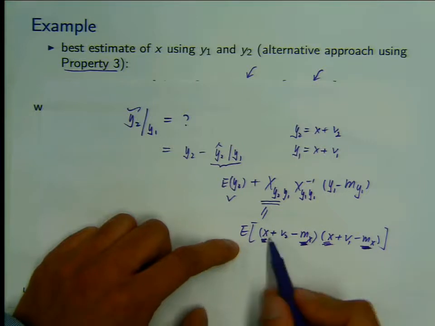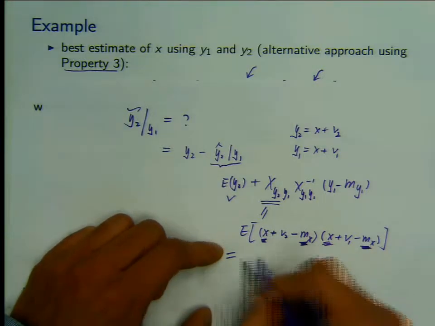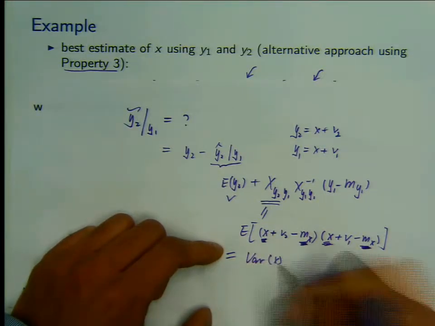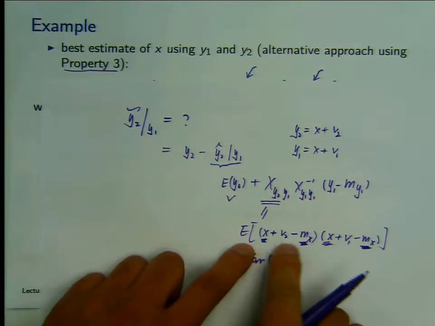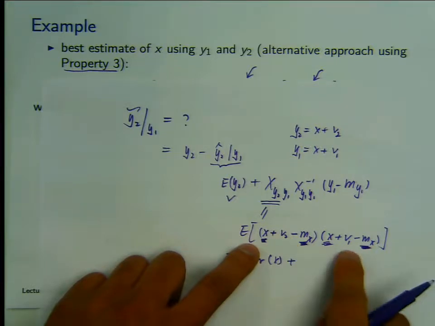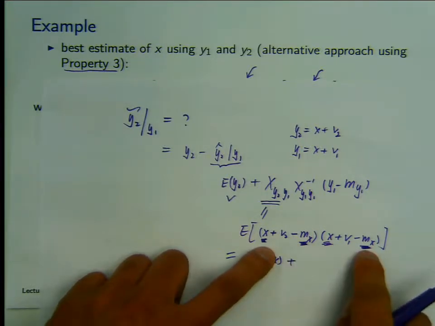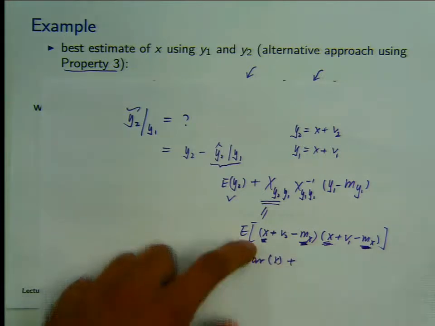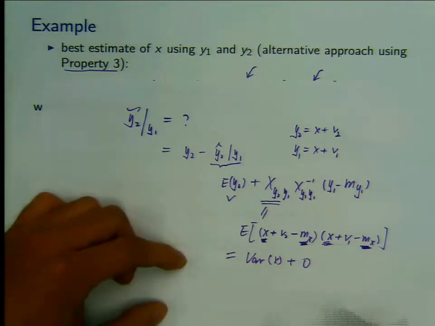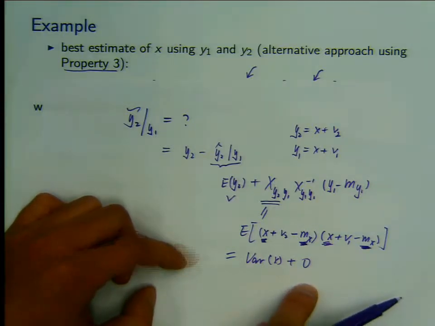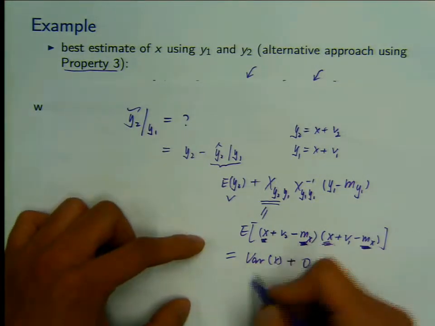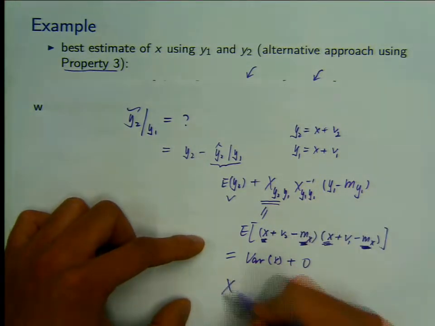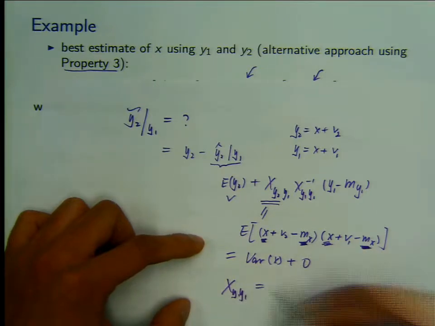Then I'm going to have a square term of this guy. So it's going to be the variance of x, plus the cross product terms between v2, v1, and x minus mx. But because of the assumptions that v1, v2 are independent and independent from x, the result is this. So similarly, let's do one more exercise. What about the cross covariance of x tilde and y1 tilde? What does this guy equal?